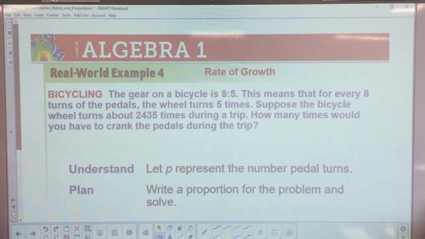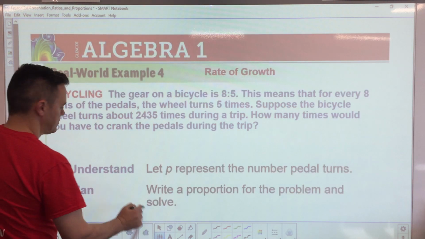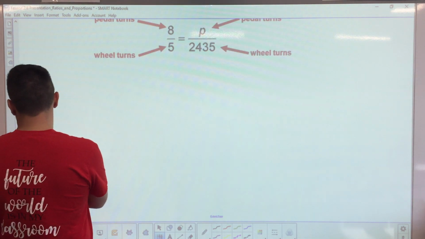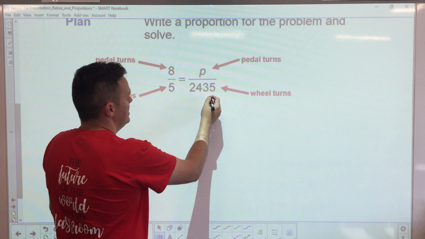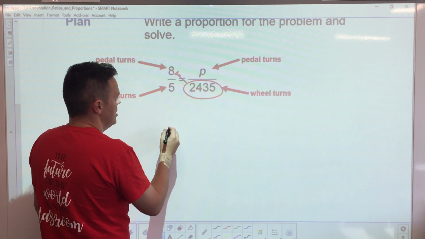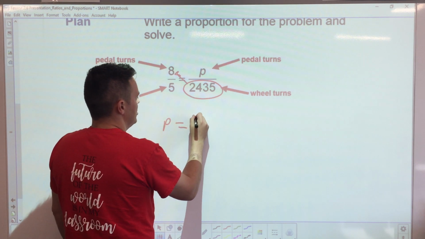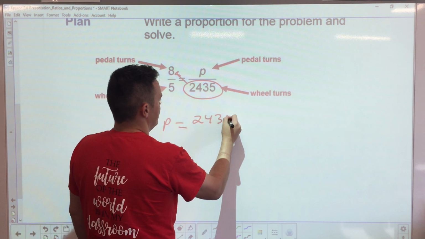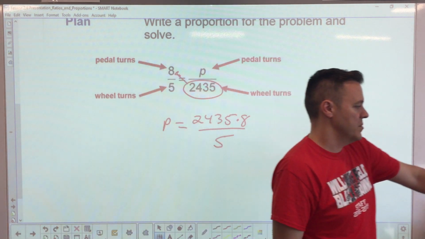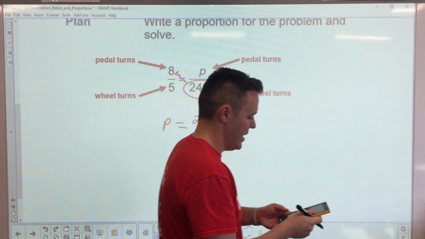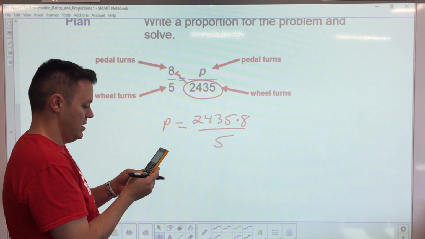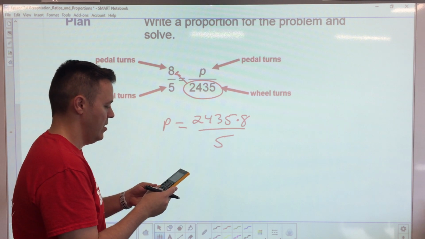Okay, so if we have this proportion set up here, come on, stay with me now. You have this proportion here, ladies and gentlemen. Well, how would you solve it next? Well, technically speaking, you could do the cross multiplying, or you take this number and multiply it up there. So it would be P equals 2,435 times 8 divided by 5. Ladies and gentlemen, I do not know what that is off the top of my head. So let's do 2,435 times 8, right?